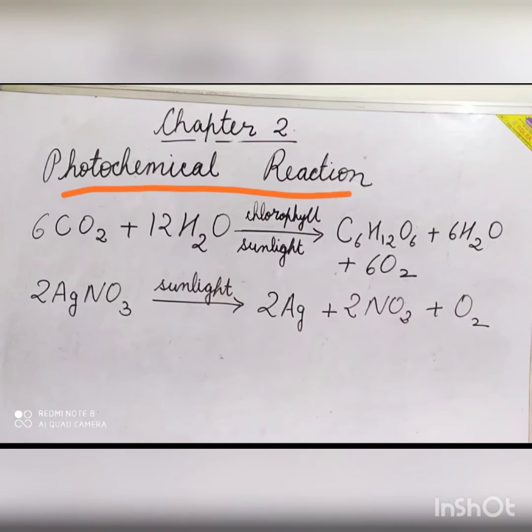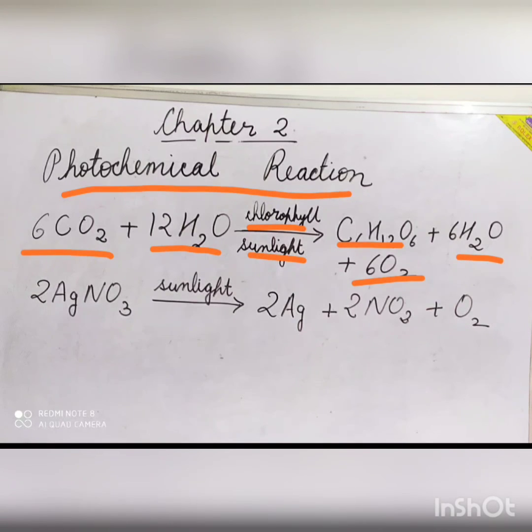Photochemical reaction. It is a reaction that occurs with the absorption of light energy. For example, photosynthesis. Carbon dioxide reacts with water in the presence of chlorophyll and sunlight to form glucose, water and oxygen. This reaction is essential for life on Earth. It takes place in the green leaves of plants containing chlorophyll and requires energy from sunlight. It is a photochemical reaction. The green pigment chlorophyll is essential for this reaction because it traps the energy from the sun.